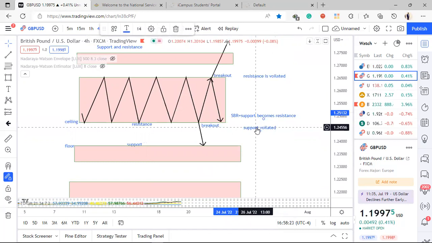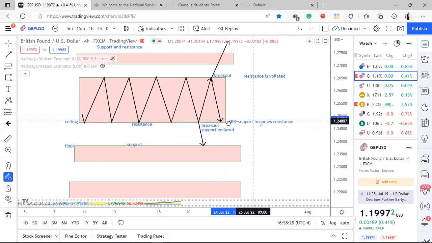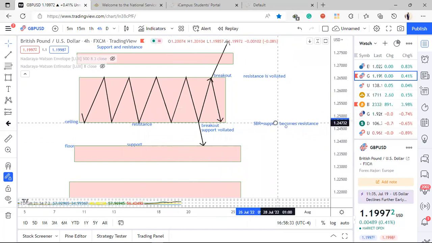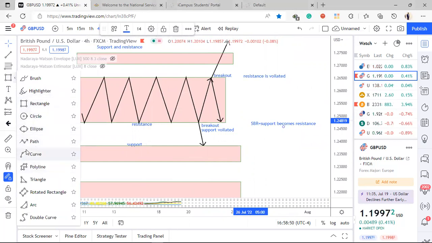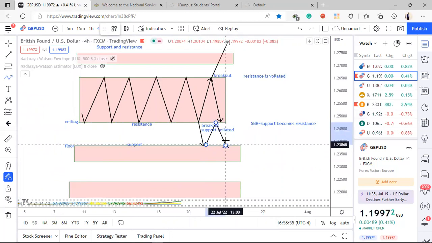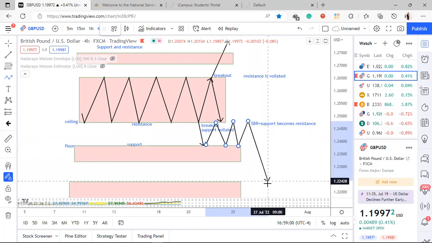So the support has been violated, which is a breakout. This support now becomes a resistance. I don't want my chat to be cumbersome. If you don't understand anything, you can unmute yourself and talk. This support becomes a resistance. So now we have a new support. We are assuming that price will continue to play around here, go up, come down, go up, come down, until it breaks this one too.